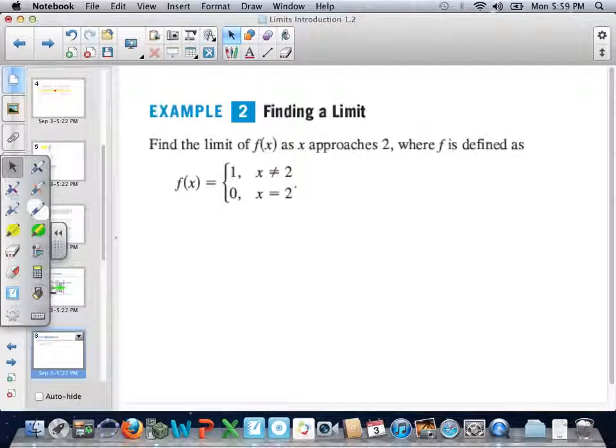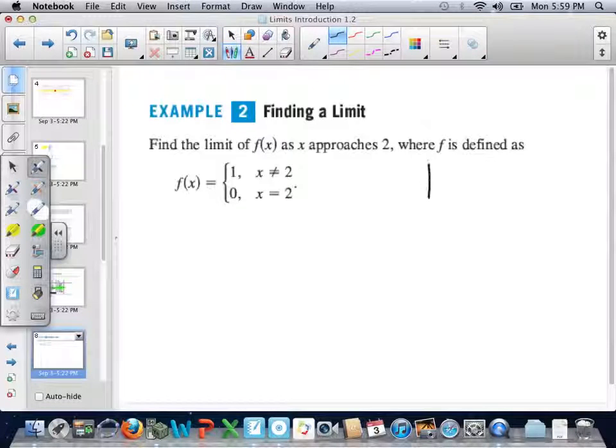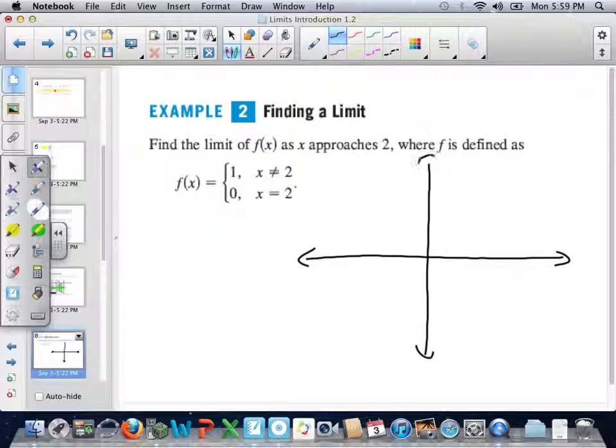Let's look at this one graphically. Now if we take a look, this is a piecewise function, which means you need to consider each piece separately. We can see that our separation is at x equals 2, and x not equal to 2. When x is equal to 2, the value of our function is 0, so at x equals 2 we'll have a point at 0. Every place else, when x is not equal to 2, our function will be 1.